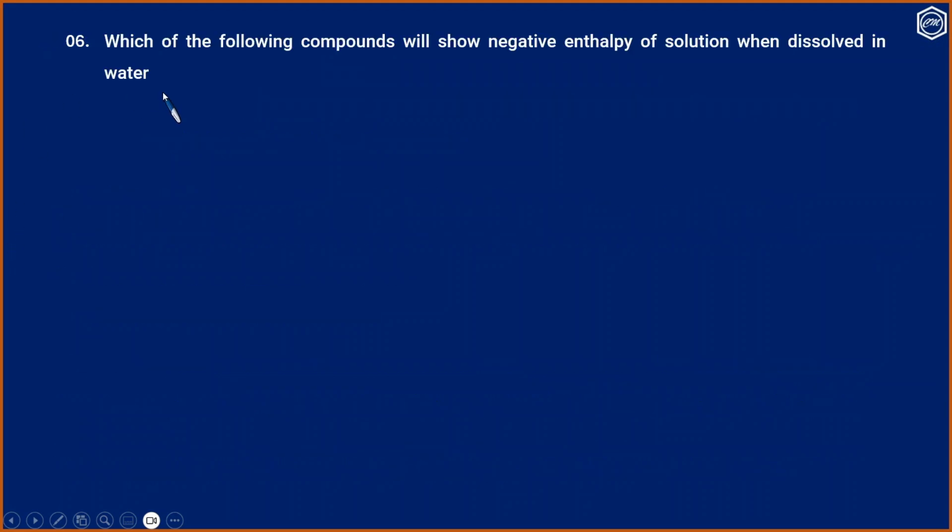Question number 6. Which of the following compounds will show negative enthalpy of solution when dissolved in water? KCl, CuSO4·5H2O, CuSO4, sodium nitrate.